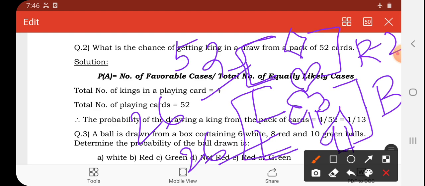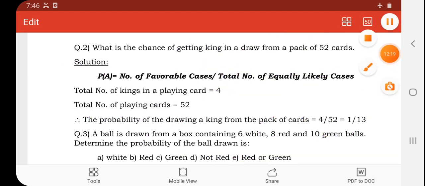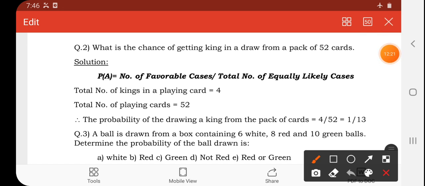In 26 red cards, you have 13 cards each. You can see in each set, as I have told you, there are 52 cards. 4 sets are there. Heart, diamond, it is red in color. Flower and spade, it is black in color.